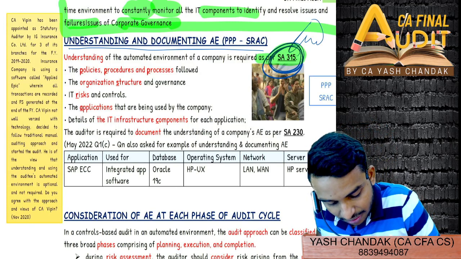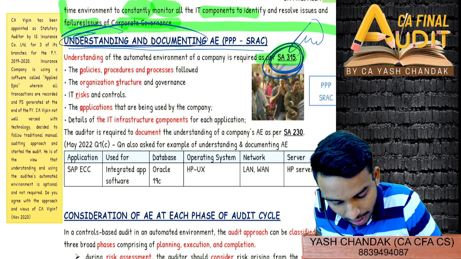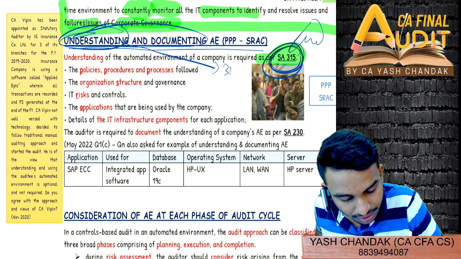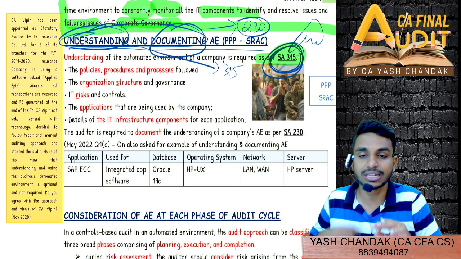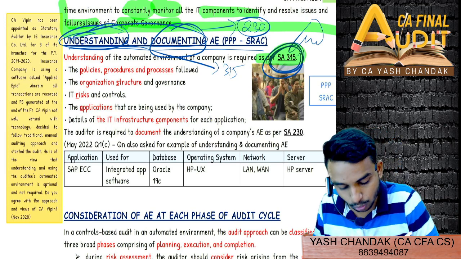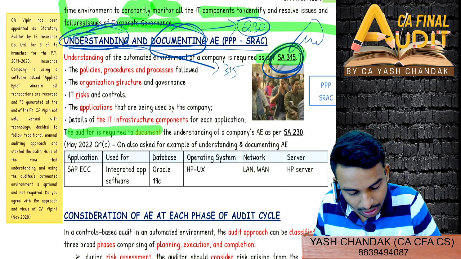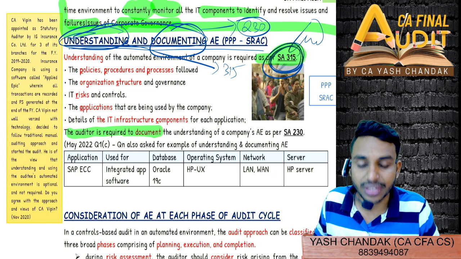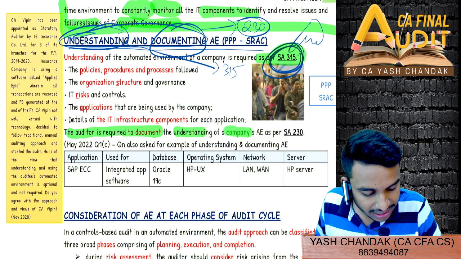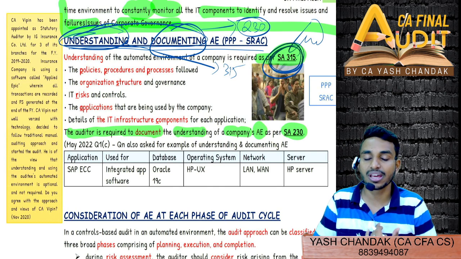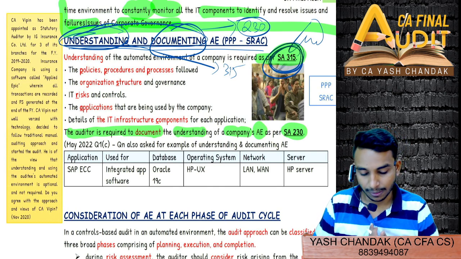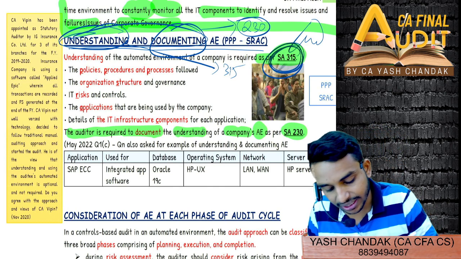Understanding-wise we'll give a reference of 315, and for documenting there is just one line that you need to document as per SA 230. That's it. The understanding of the entire company's automated environment, everything that you have gone through, is to be documented as per SA 230. The documentation has to be done as per SA 230. Now let's see how you understand it.